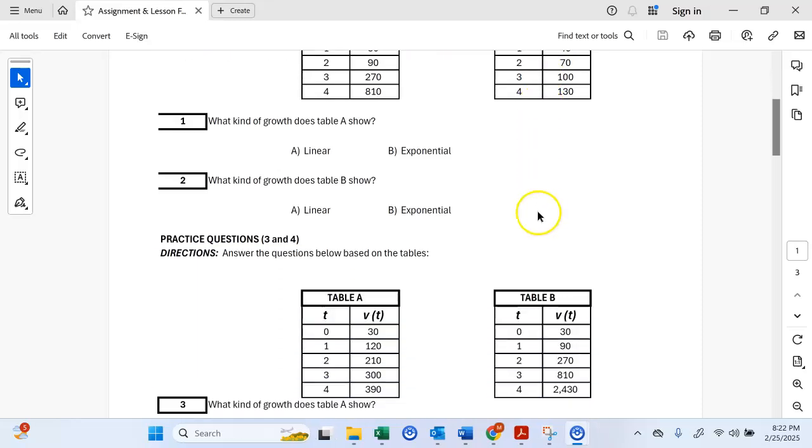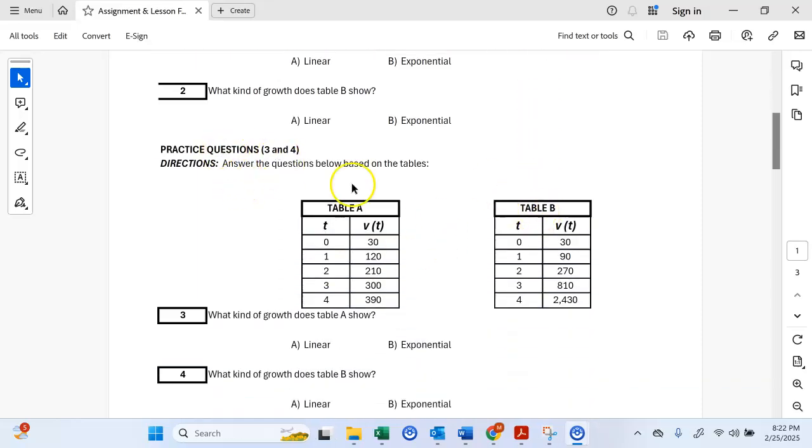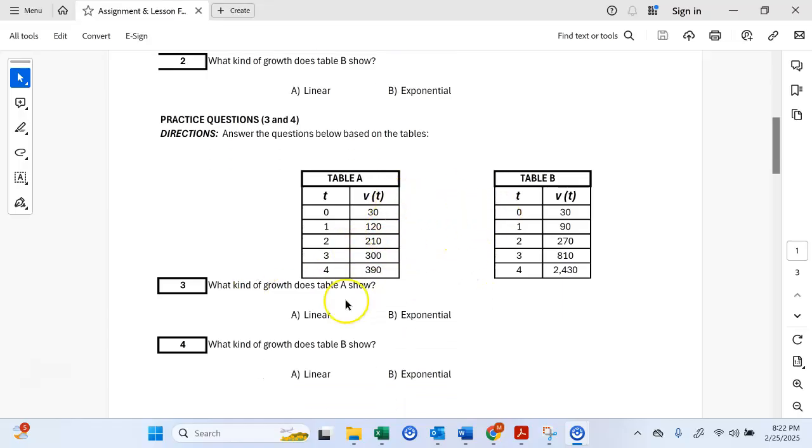Okay, so now in your assignment, you have questions 3 and 4. They're the same type of questions. So check these here to see if you can figure out if they're linear or exponential. Do both tables. That'll be something you can do next.